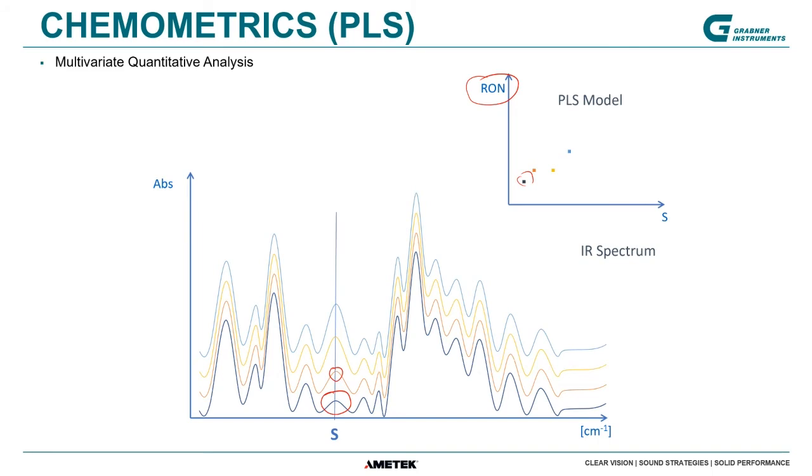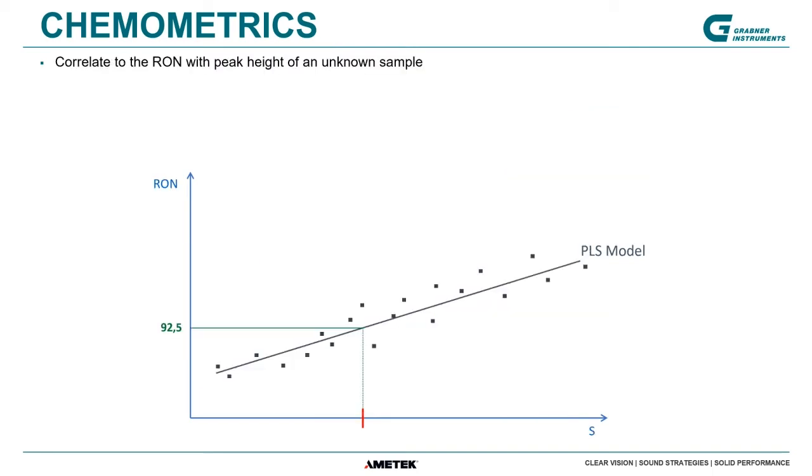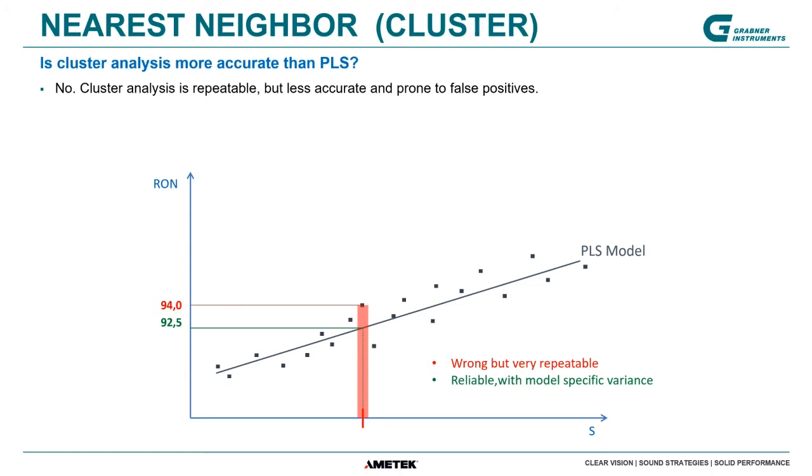And we see that this peak is changing the height with raising octane rating. I mean, it's a very simplistic way, of course, but it shows the principle of this PLS. And then you can fit basically a PLS model into this. So it's basically a regression analysis. What can you do with this regression analysis? Now, if you have an unknown sample, you can look at this peak height, and then you take the model, and you can basically take out the octane rating as a result based on this model.